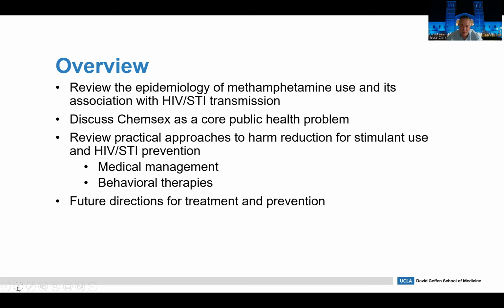So there's an overview of the talk. We're going to talk about the epidemiology of meth use and its association with HIV and STIs, talk about chemsex as a public health problem, and then go into practical approaches for harm reduction for both stimulant use and HIV and STI prevention, covering medical management, behavioral therapy, and future directions for treatment and prevention.